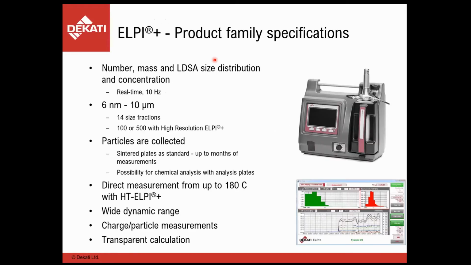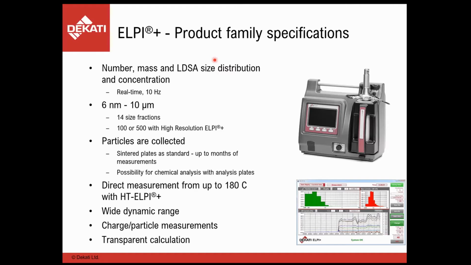Now, talking about the ELPI Plus, the Electrical Low Pressure Impactor Plus product family specifications. The ELPI Plus measures number, mass, and lung deposited surface area size distribution and concentration. It can do it in real time up to 10 Hertz, so you get 10 size distributions per second. We measure a wide size range from 6 nanometers up to 10 microns, and we can measure either 14 size fractions or we can use inversion calculation to get even higher numbers of size fractions from the measurement. We do collect the particles in the measurement.